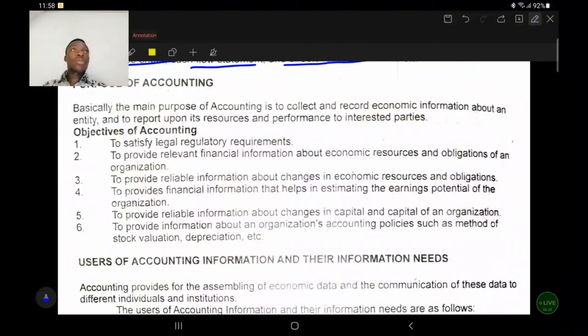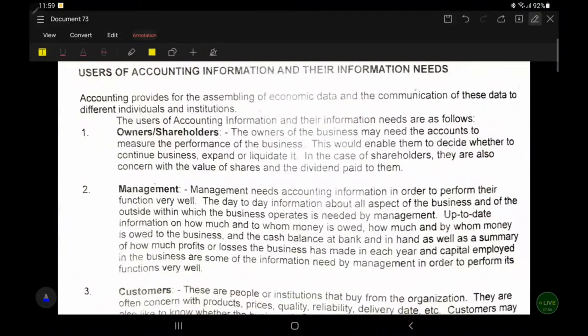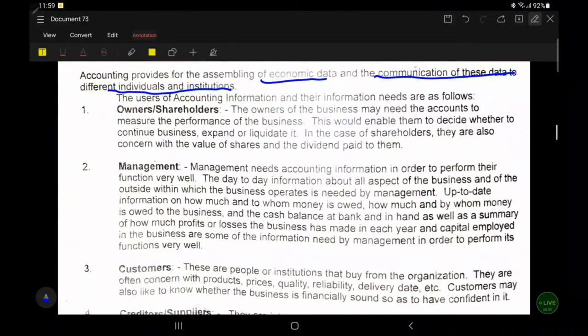that you should be able to satisfy legal regulatory requirements. Here we are talking about where, once you report it, as a business, you should report for assembling economic data and communication of these data to different individuals and institutions I was talking about. So the first user of accounting information that we can talk about here is what we call the owners or shareholders. Today might be the first day you have heard of shareholders, or you have heard of it but you might not know who a shareholder in a business is.